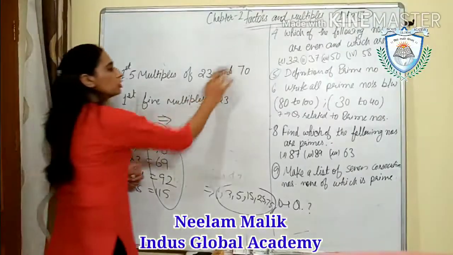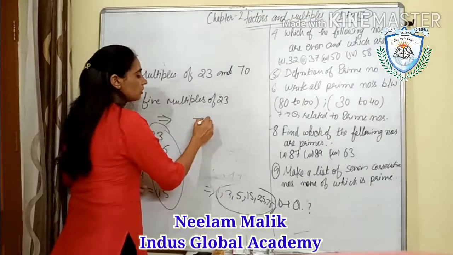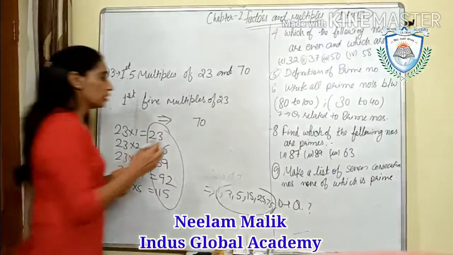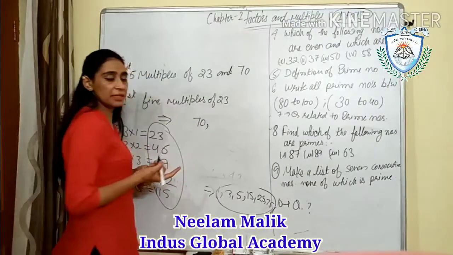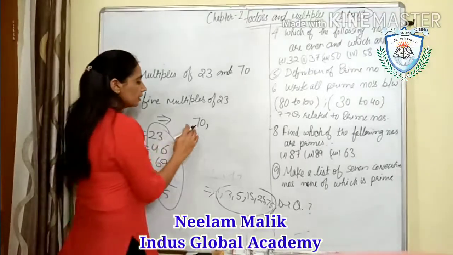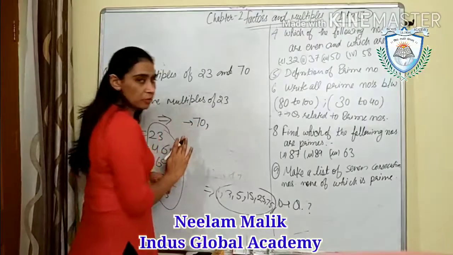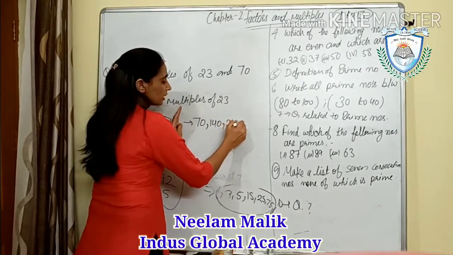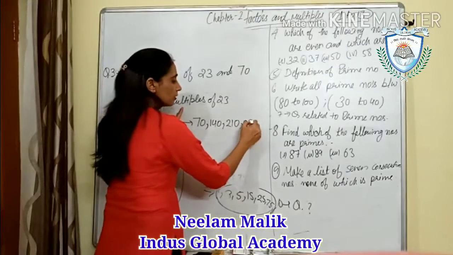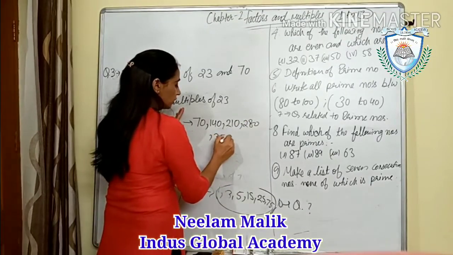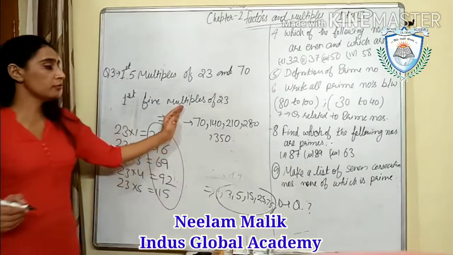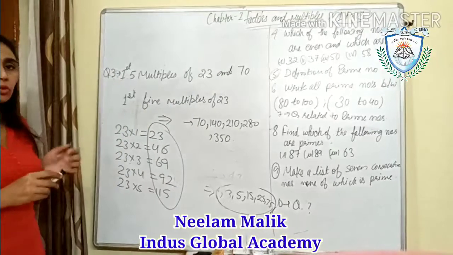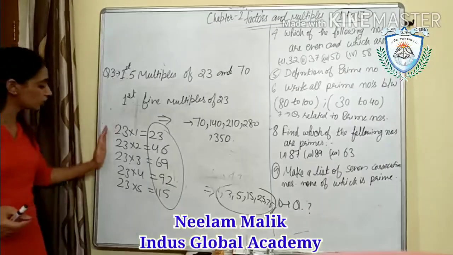Similarly, you will find out the multiples of 70, or you can directly write, because you know the table of 7. So you will just write the table of 7 and you will put 0 at the end. So the first multiple of 70 is 70, second is 140, third is 210, fourth is 280, and fifth is 350. So these are the first 5 multiples of 70. Okay, if you know the table, you can directly write, otherwise you can use this method.